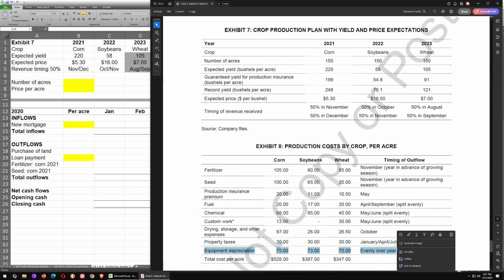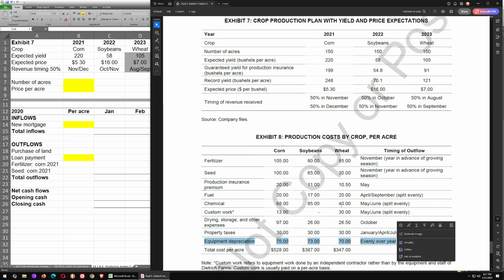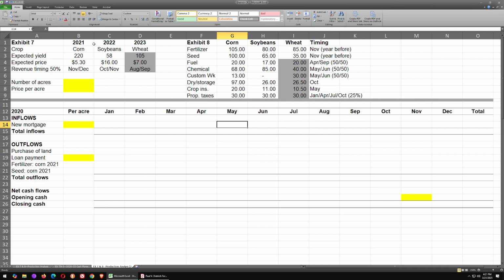And why is that? Well, we're doing a cash flow statement, right? And depreciation is a non-cash expense. So that's not going to be figured into our cash flow. It is figured into some of the other documents that they work at. So here is the information that we're going to need. And you'll notice that right now it just kind of scrolls up and down.